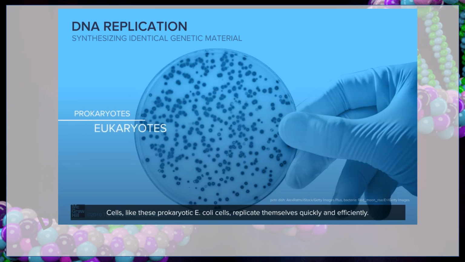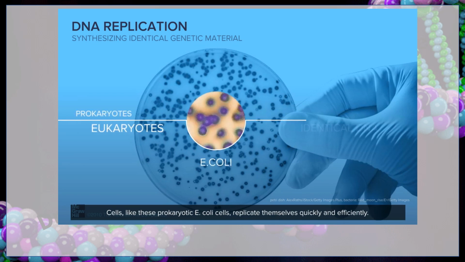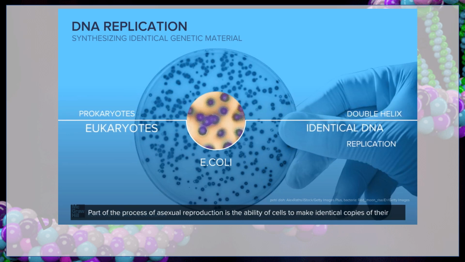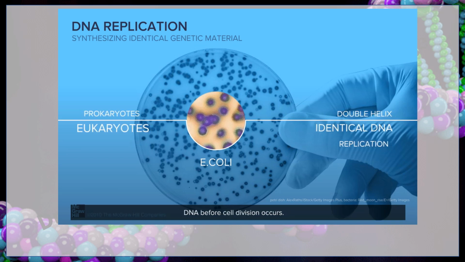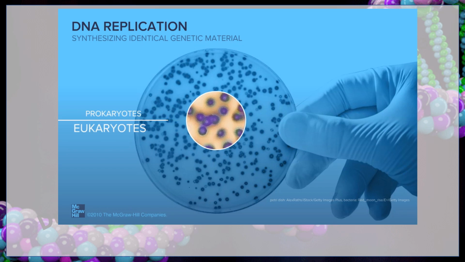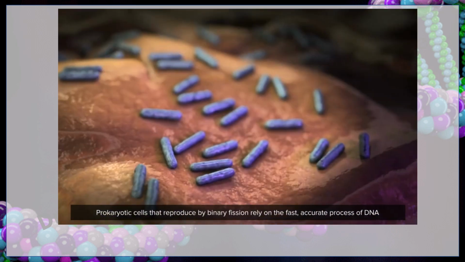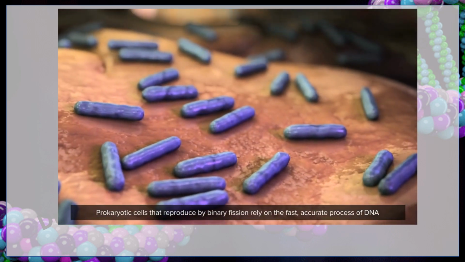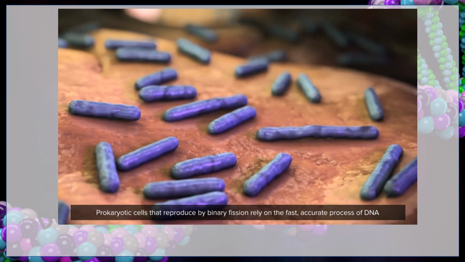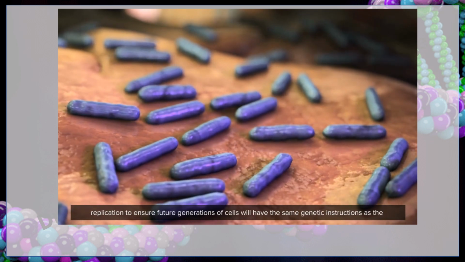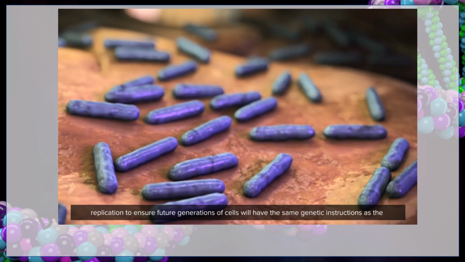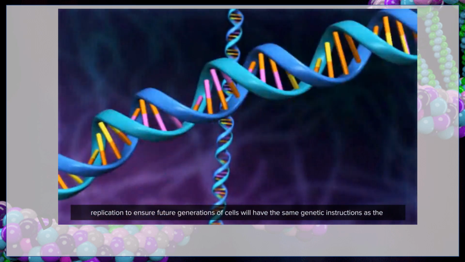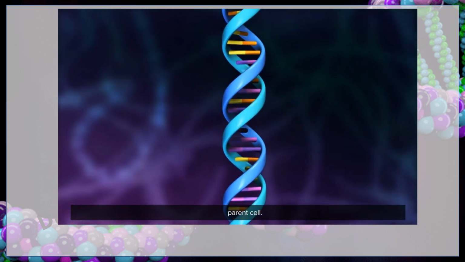Cells, like these prokaryotic E. coli cells, replicate themselves quickly and efficiently. Part of the process of asexual reproduction is the ability of cells to make identical copies of their DNA before cell division occurs. Prokaryotic cells that reproduce by binary fission rely on the fast, accurate process of DNA replication to ensure future generations of cells will have the same genetic instructions as the parent cell.